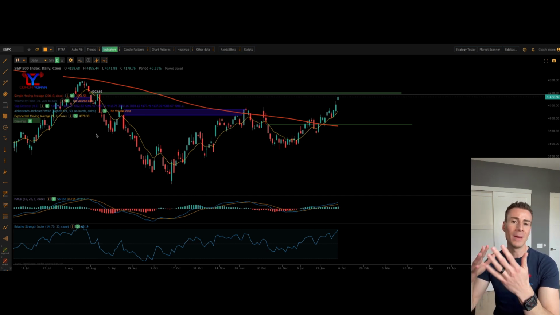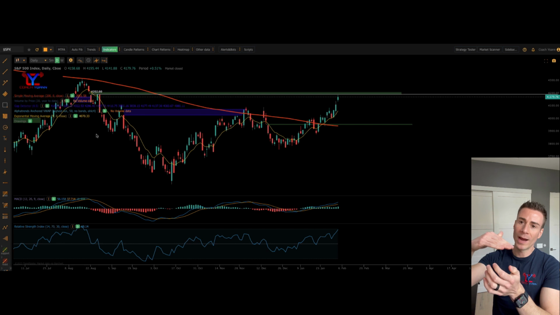An SMA is basically a simple moving average. That's what the acronym stands for. It is a simple average price over a specific period of time. So as the average price value inclines or declines, basically as the value changes, so does the line. So it's forming a line.